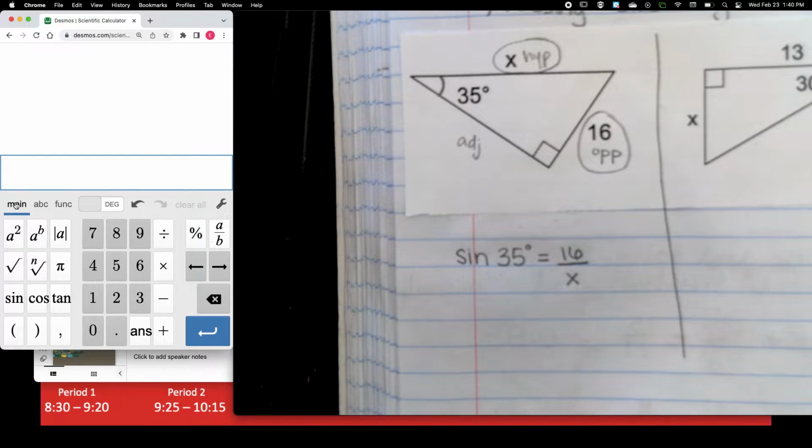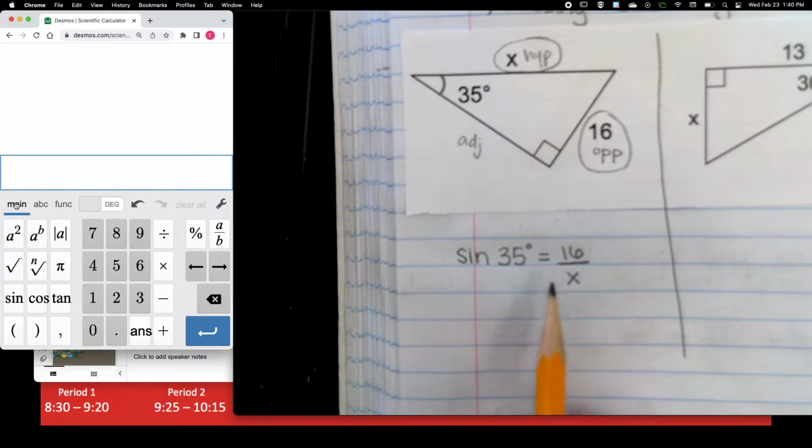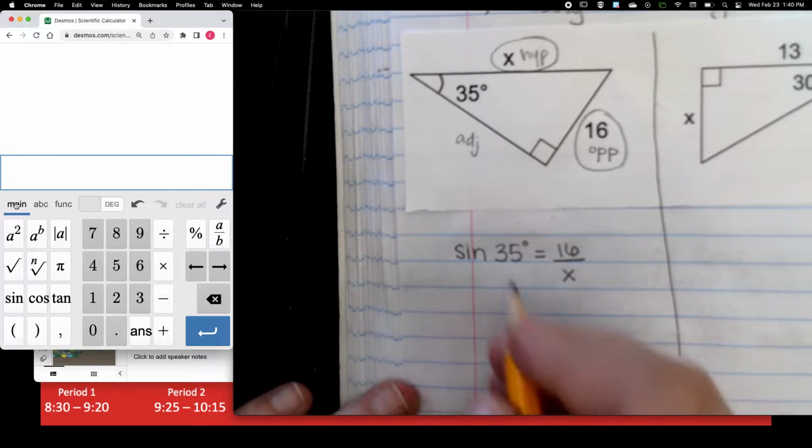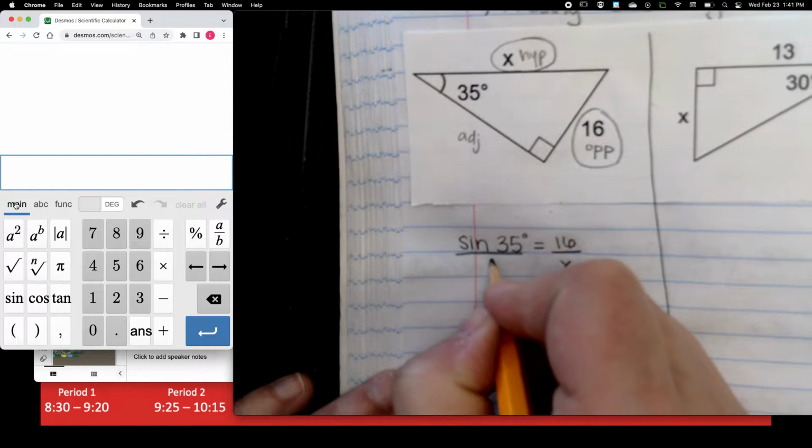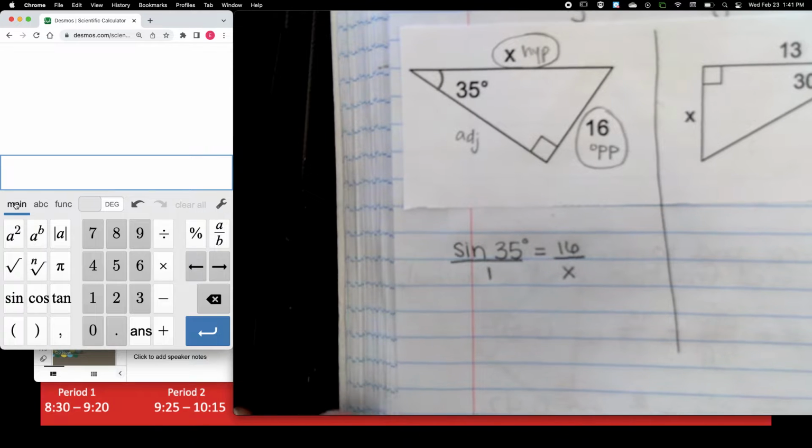All right, do we like the variable on the bottom of a fraction when we solve? No. In chapter 7, we talked about that a lot. Where do we like that variable to be? On the top. But to do that, we want these to both be ratios. So what could I put sine of 35 over? Yeah, over 1. Can always put something over 1.